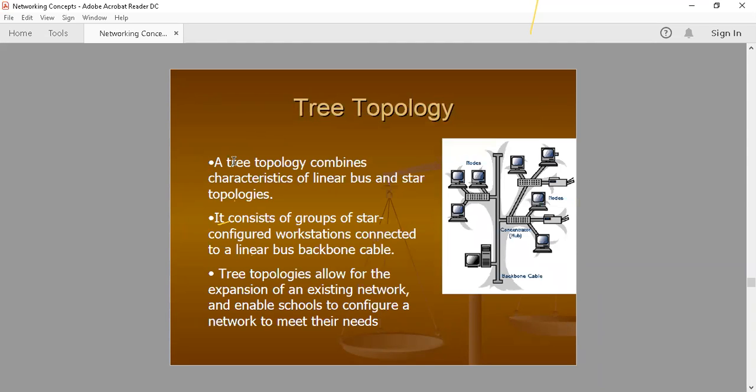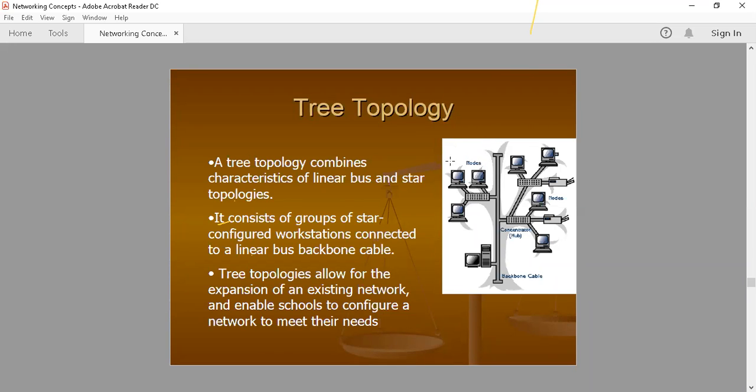Tree topology. A tree topology combines characteristics of a linear bus and star topology. A combination of bus topology and star topology is tree topology. It consists of groups of stars, configured workstations connected to a bus backbone cable. See, in the diagram you will be able to see clearly.